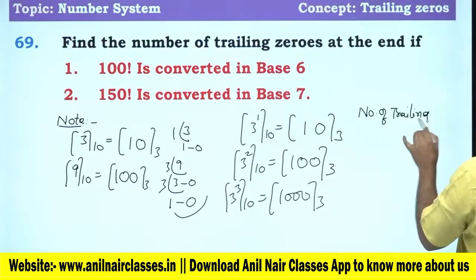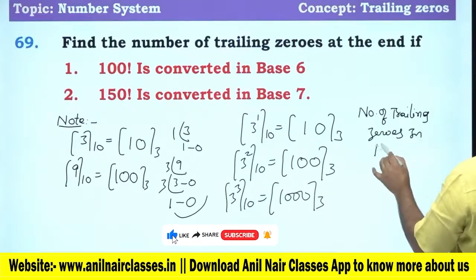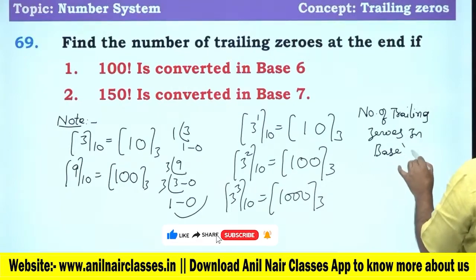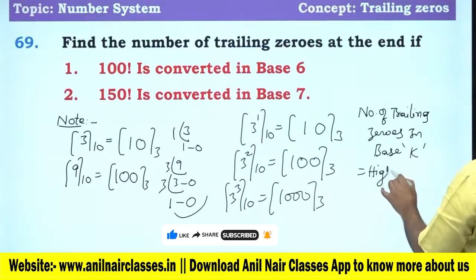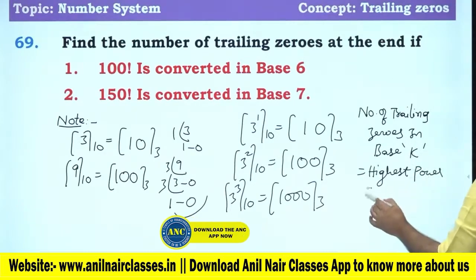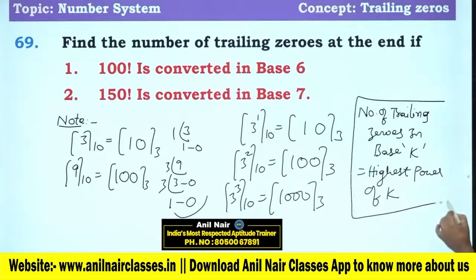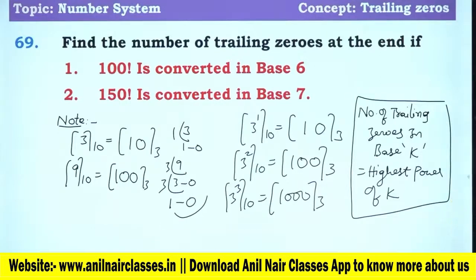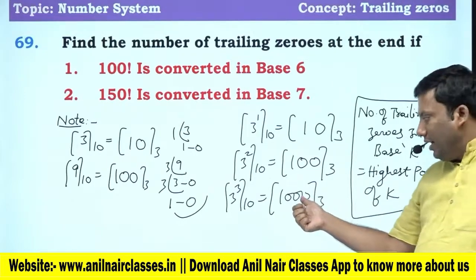Number of trailing zeros in base system K is the highest power of K. Very, very important point. The number of zeros in base system K is 3.